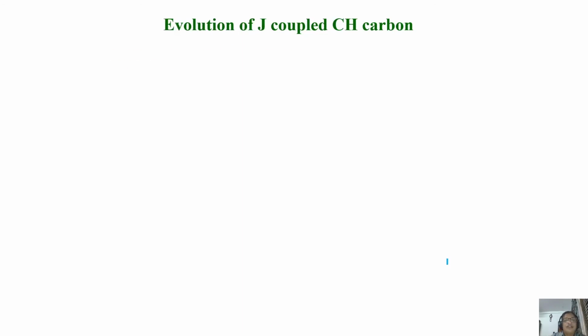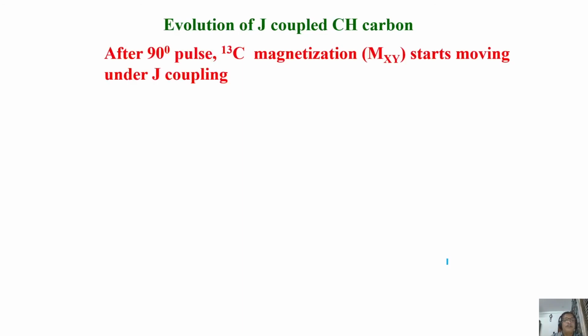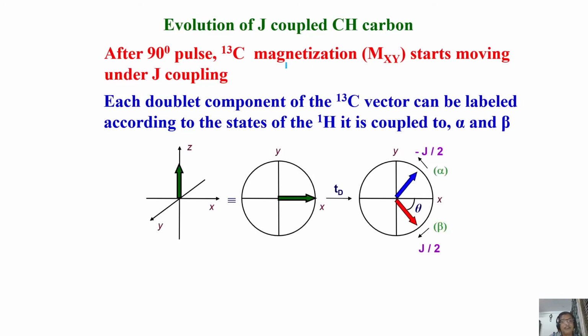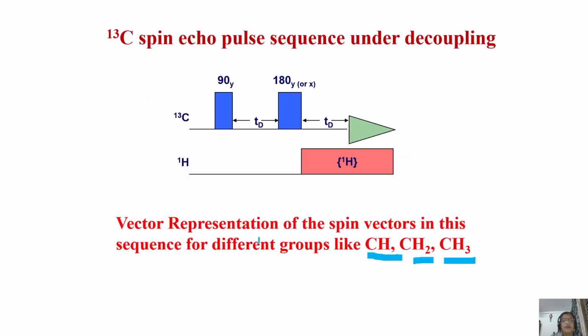Let us look at the evolution of J coupling with the CH proton. What is happening after the 90-degree pulse? Magnetization is coming to the XY plane and it starts moving. Up to this point, in the pulse sequence, we already discussed. Now I'm going step by step to see what happens to the CH vector, carbon coupled to proton. It is only a doublet. Carbon will become a doublet because of CH.